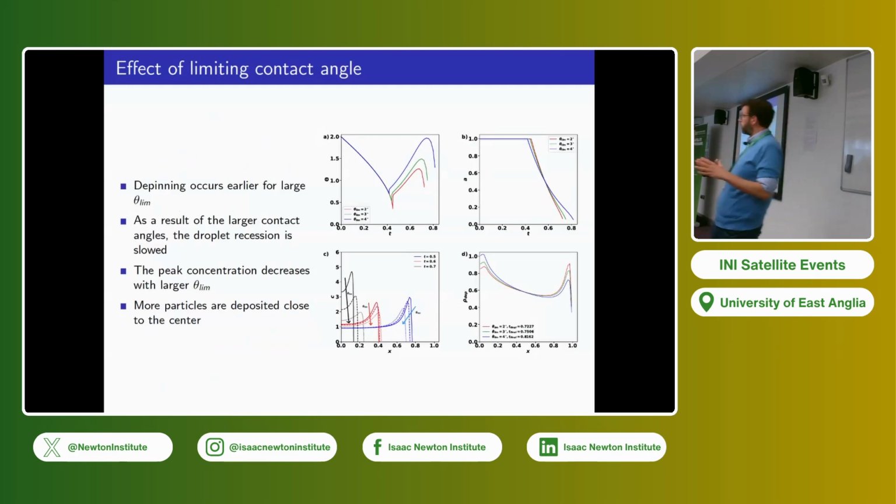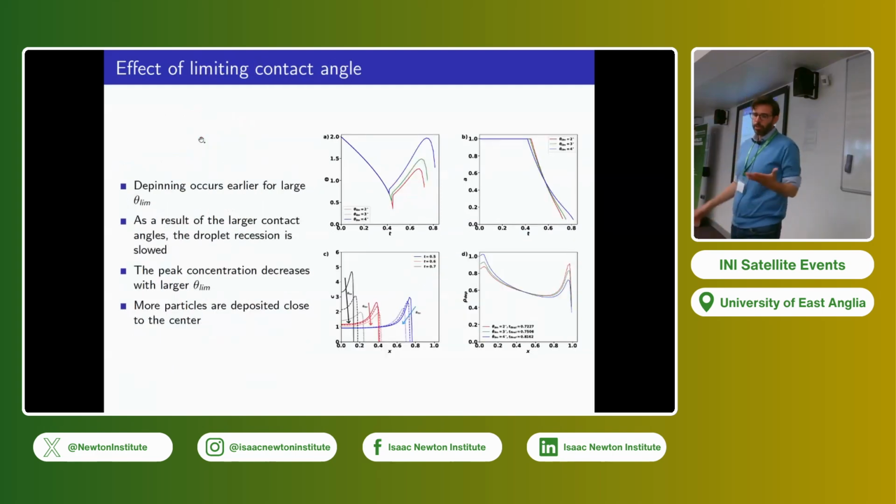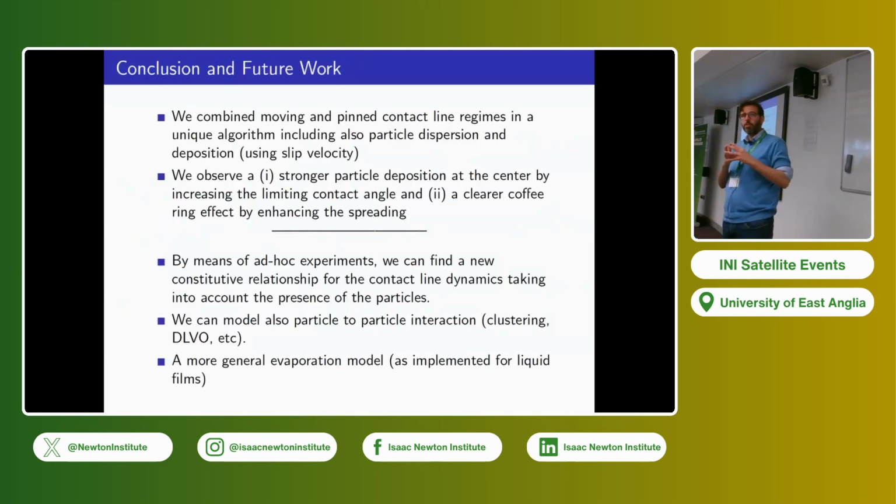So the effect of limiting contact angle. The pinning now is obviously occurring earlier for large theta lim, okay? And we're increasing theta, so theta is always larger. And so increasing theta, if you go back to the previous, we are slowing down the recession, okay? So at a point we have a peak of concentration that is decreasing with larger theta lim, and this at the end is resulting in more particles close to the center, and so somehow we are killing the Coffee-Ring effect.